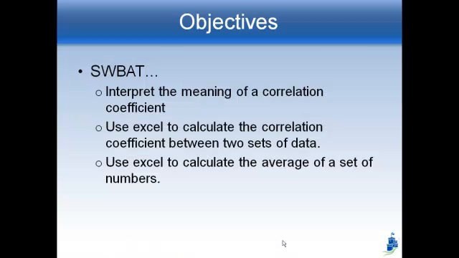All right, so that does it for this. We've learned how to calculate the correlation coefficient and interpret its meaning. And we've also learned how to use Excel to find the average of a set of numbers. And these are going to be really valuable tools for you as you're using Excel in your own original research, in analyzing a data set, or anything like that.